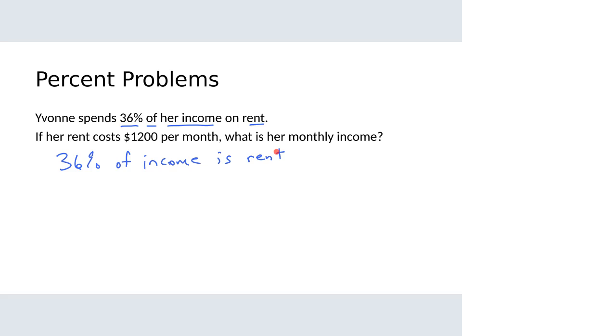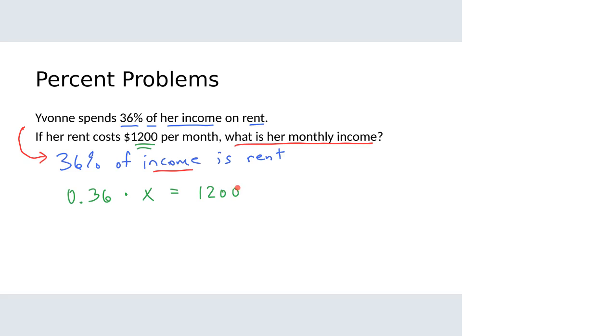Okay, now we kind of have this what is of, because what we're trying to find here is her income. That's the thing we're looking for. So there's sort of this intermediate step where I go, all right, here's what you gave me. I'm going to rewrite it in that what is of type of format so that now I can write it as an equation to solve. 36% we'll write as a decimal. Of is multiply. Income, that's the thing I'm looking for here. Is, and rent we were told was 1,200.